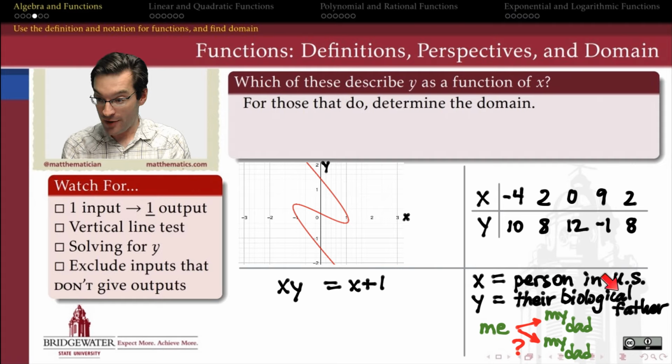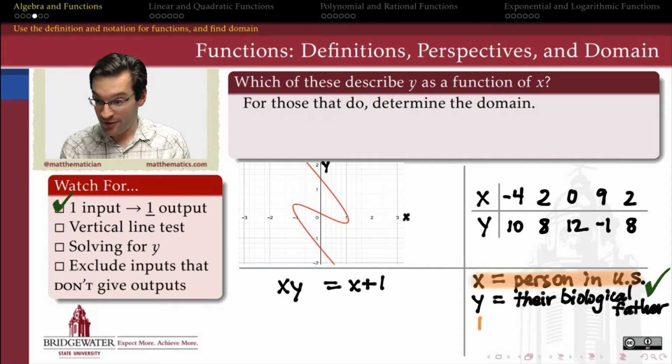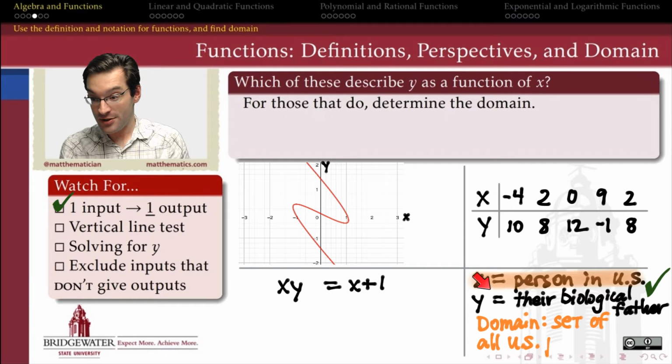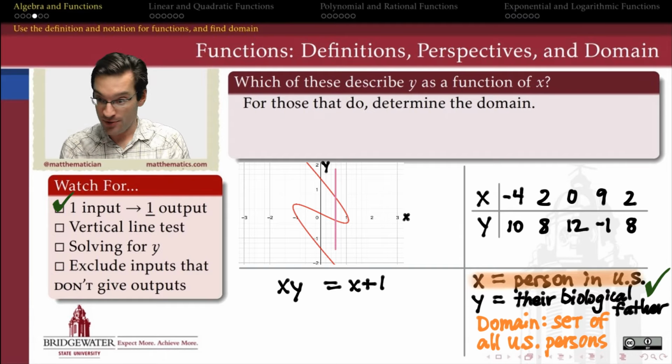to their biological father, is it possible for a single x to have 2 different y's? Can a person have 2 different bio-dads? And that answer is no. Every x has only a single y, and therefore this relation is a function. And the domain of this function is the set of all permissible inputs, which in this example would be the set of all US persons.